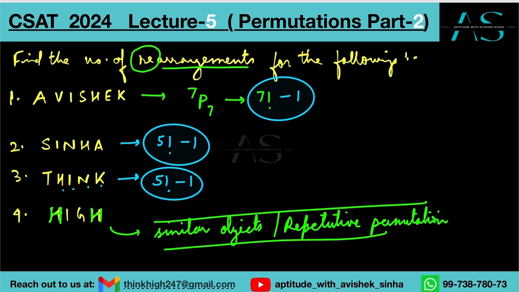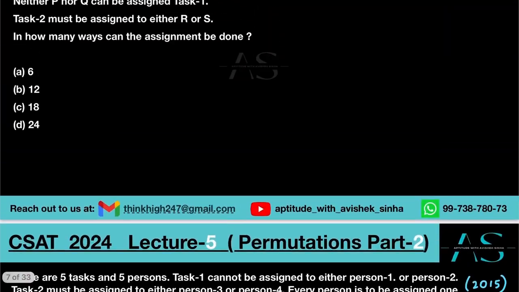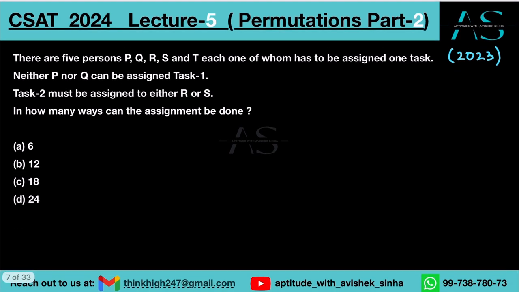That should be my answer. But before that, let's do a question on this year's paper, that was 2023's paper. A question on permutation. How we can proceed with this? You'll see this was asked for this particular year. There are 5 persons, named P, Q, R, S and T, and each one of them has to be assigned one task. You have to assign one task to each of the 5 persons. So there are, let's say, 5 tasks, and there are 5 persons.